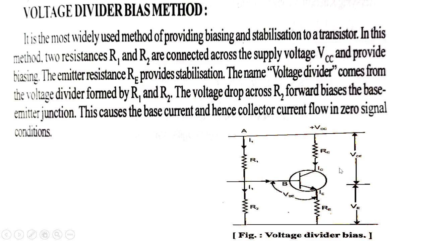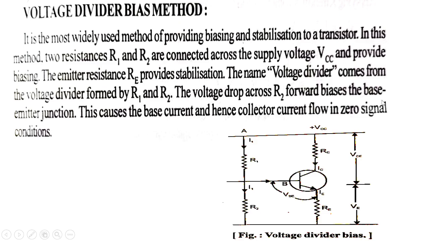Now see another method, that is the voltage divider base method. See in the figure, it is the most widely used method of providing biasing and stabilization to a transistor. The circuit of the voltage divider bias method is shown in the figure.